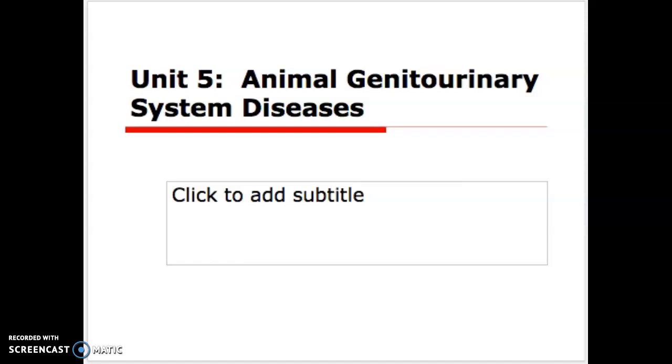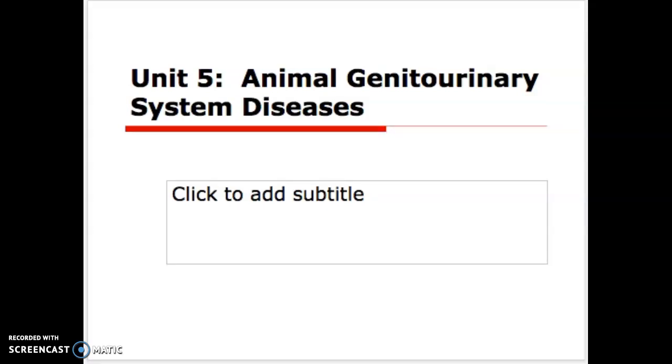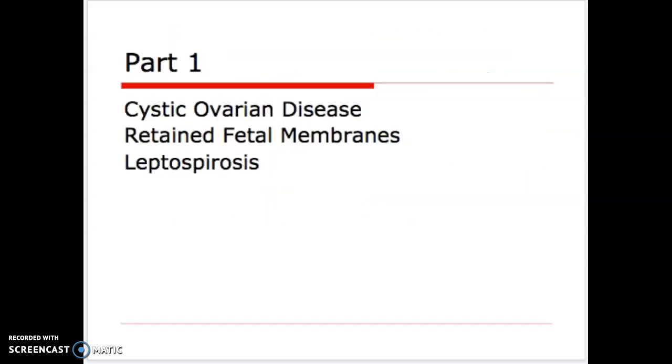Unit 5 in plant and animal disease brings us back to an animal-related section, where we're going to cover genitourinary system diseases. Primarily in this section, you'll find diseases related to the reproductive or urinary tract, and then we've thrown in a couple of other ones that are semi-related to those systems as well. You can read the objectives of this section and relate to that.